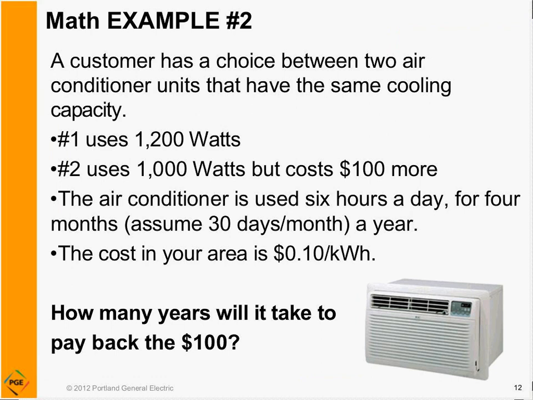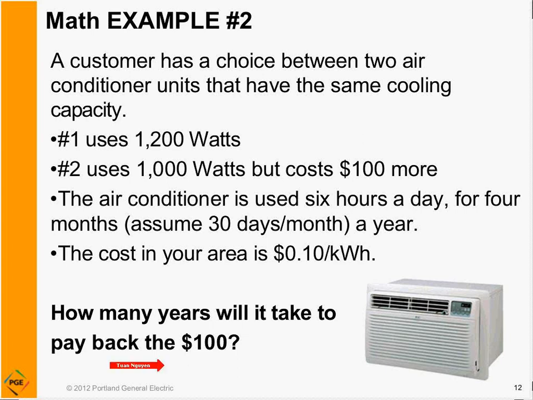This is an example that shows you how to apply that to air conditioning, which is another common use. HVAC is probably the single largest use beyond lighting in business applications. The customer has a choice between two units. One uses 1,200 watts, one uses 1,000 watts. They both deliver the same amount of cooling, tons of air conditioning. Obviously, they have two different efficiencies here, and the one that is more efficient most likely costs you an extra amount of money.